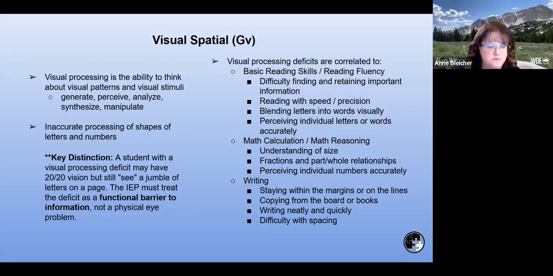So visual spatial processing is, like I said, the ability to think about visual patterns. And again, I just want to reiterate that it doesn't have anything to do with visual acuity or 20/20 vision. It has to do with how your eyes work together to process information. It does have or can have an impact on basic reading skills, reading fluency, math calculation, writing, staying within the margins on the lines, copying from boards.